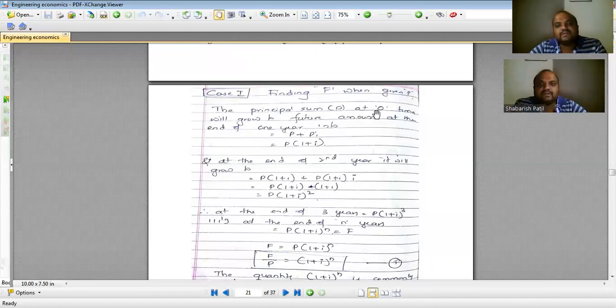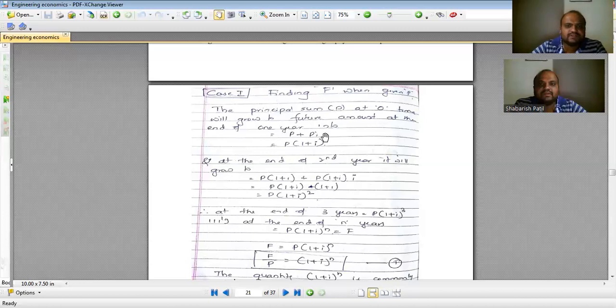The principal sum at time 0: I am keeping some amount in the bank, so that is a negative flow, and I will take it out after some period. That will be my positive flow, my inflow. So what will be the value of F after a number of years? First, what will happen to this P at the end of the first year? I have some principal amount P at an interest rate of I. After 1 year, P will change to P plus PI.